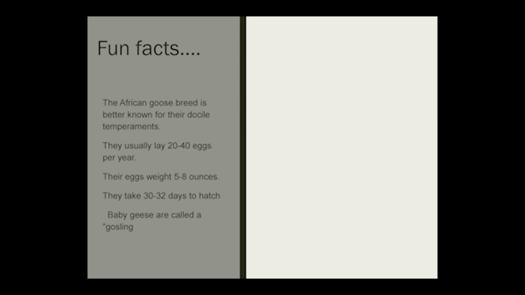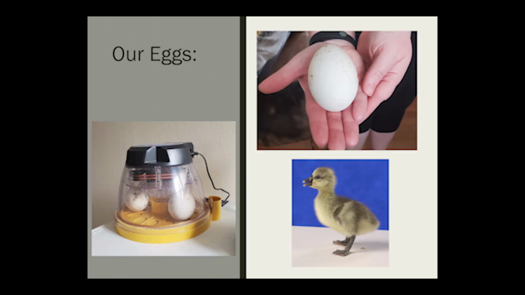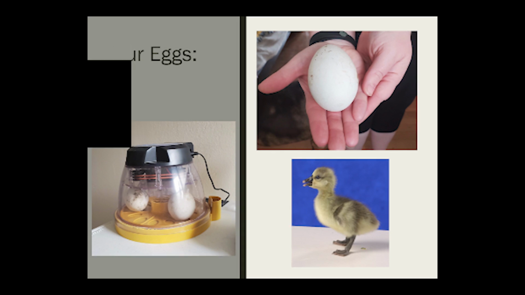So let's get going. These are our eggs. As we said before, they're 5 to 8 ounces, so we can see just how big they are. This is larger than the whole palm of my hand. It goes right into my first knuckle. And this is a picture of what our baby goslings are going to look like after they've hatched and dried for a few days. I myself think they're pretty cute.